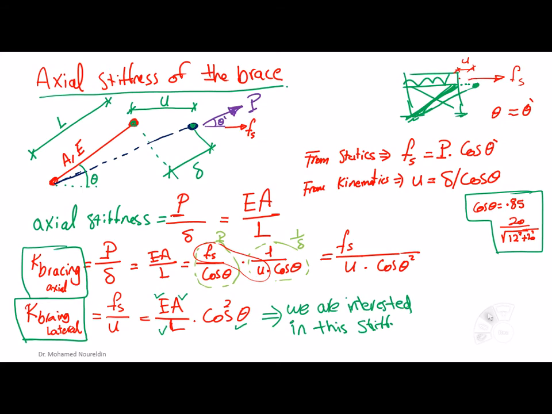So now let's go and calculate what we have obtained here, EA over L times cosine squared theta. So we can put it in straightforwardly. Here it is going to be K bracing, which is K for bracing lateral now. We're talking about lateral. This is our main concern.